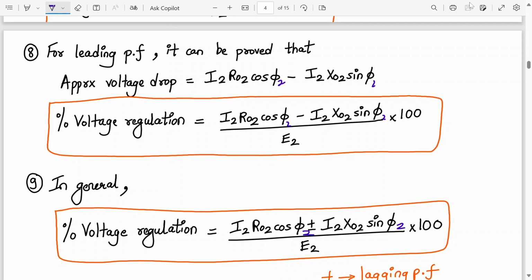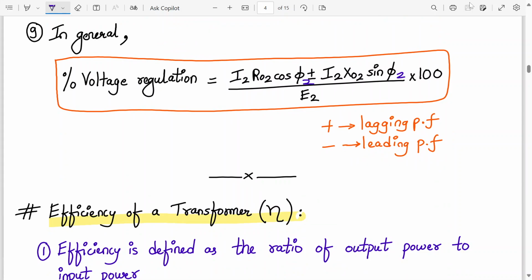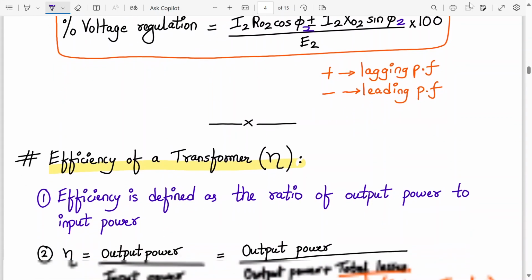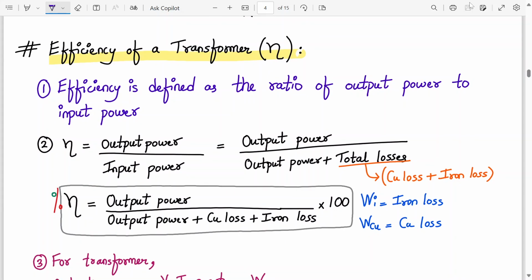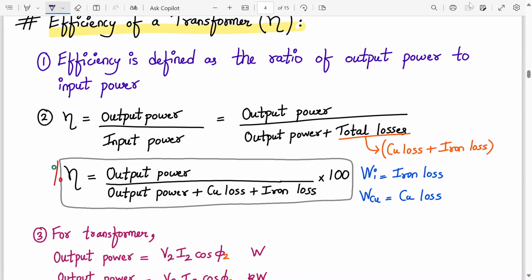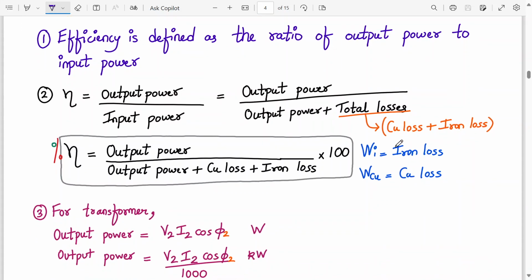Now we are going to start with the last topic for this module on transformers, which is the efficiency of transformers. So can I start? Efficiency is defined as the output power to the input power. But input power is basically output power plus total losses. Now total losses can be copper loss or iron loss.